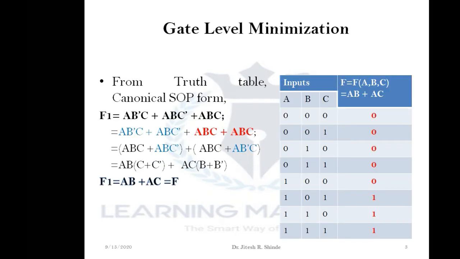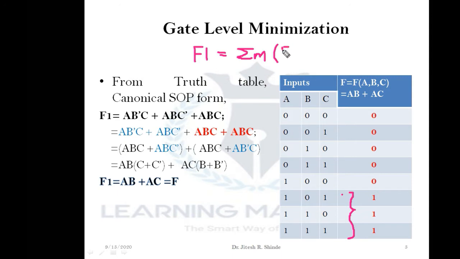Gate level minimization. Consider this truth table which is having the SOP equation F1 is equal to AB bar C plus AB C bar plus ABC. We can write this F1, which is a function of input A, B and C, as F1 is equal to summation. In terms of min term, here I am writing summation small m. Here I will be tracking the input combination for which output is equal to 1. So here we are getting the output equal to 1 for 5, 6, 7.